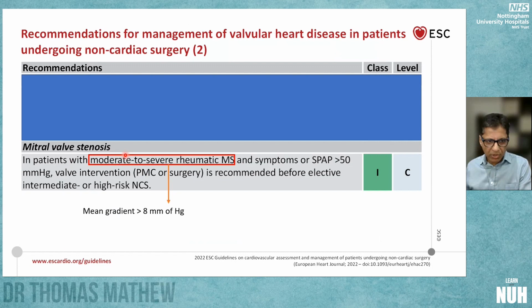Similarly, for mitral stenosis, if they have severe mitral stenosis, which is defined as a mean gradient across the mitral valve of more than 8 millimeters of mercury with symptoms and/or high pulmonary pressure, they don't tolerate surgery very well and should ideally be considered for some form of intervention before undertaking non-cardiac surgery.